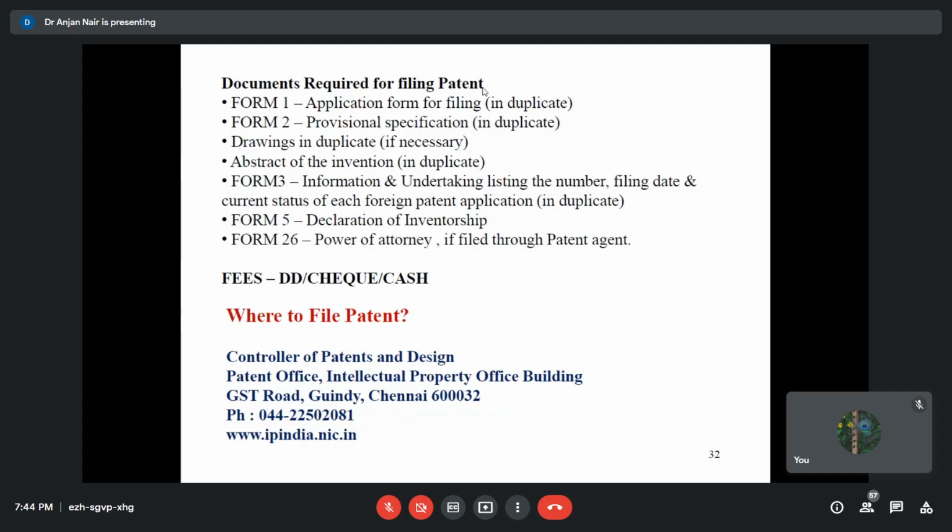The other thing is, initially you get sufficient time to later make even some changes. In a provisional application, after that you cannot make any more changes, so the patent officer can reject it later. That is the drawback, though you do get time for 1 year.